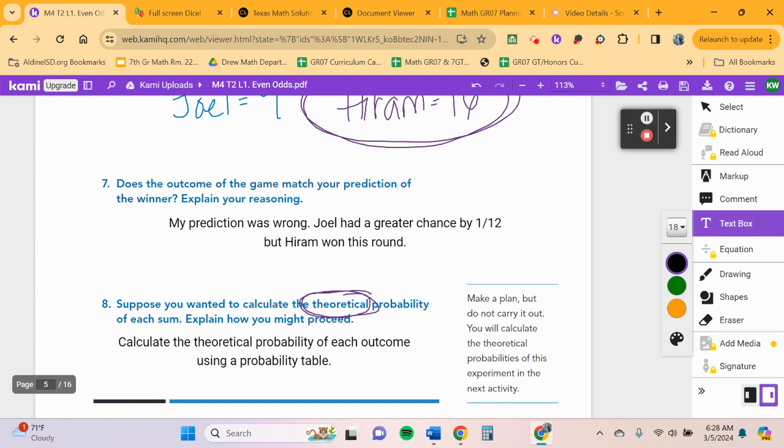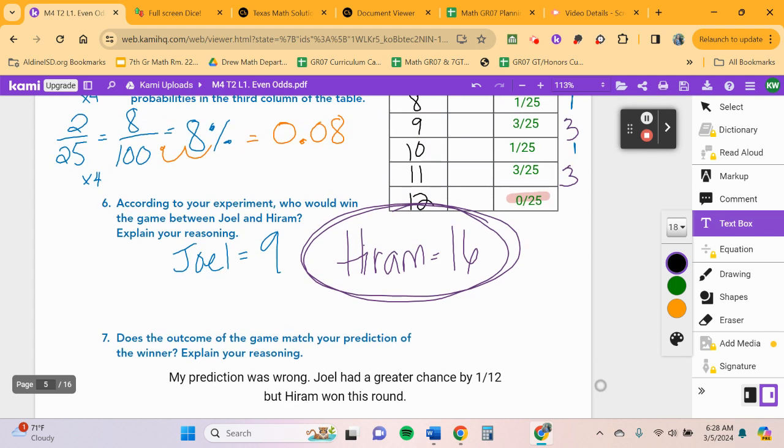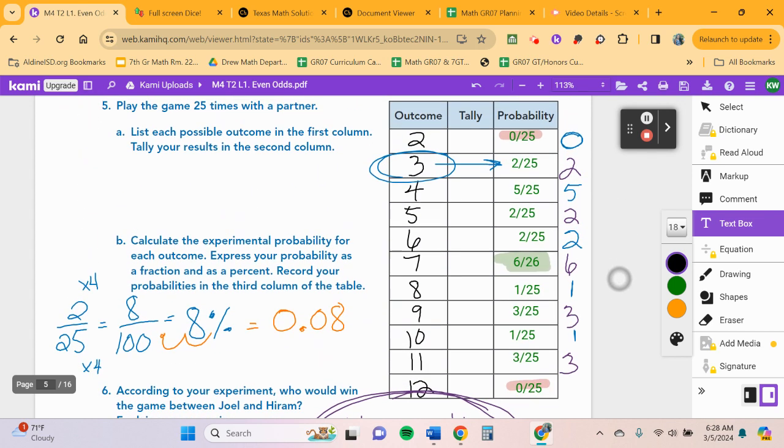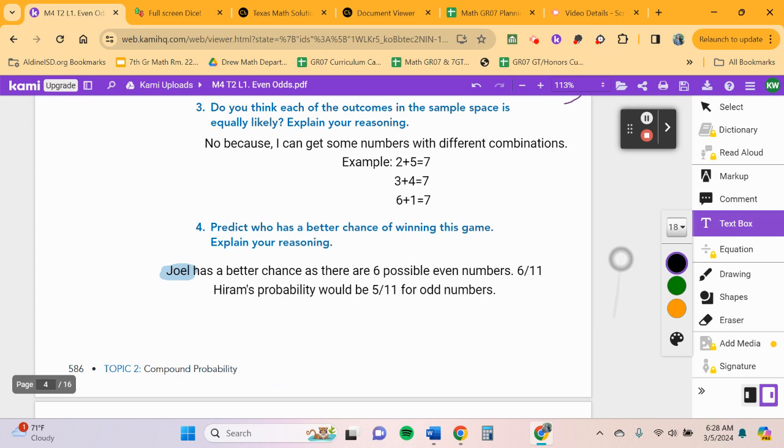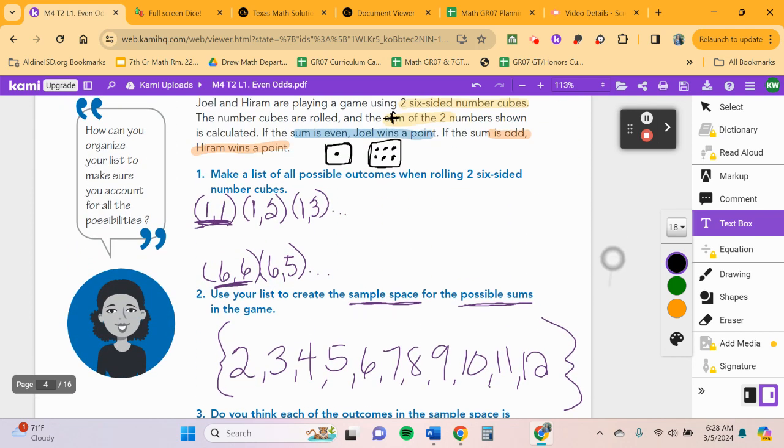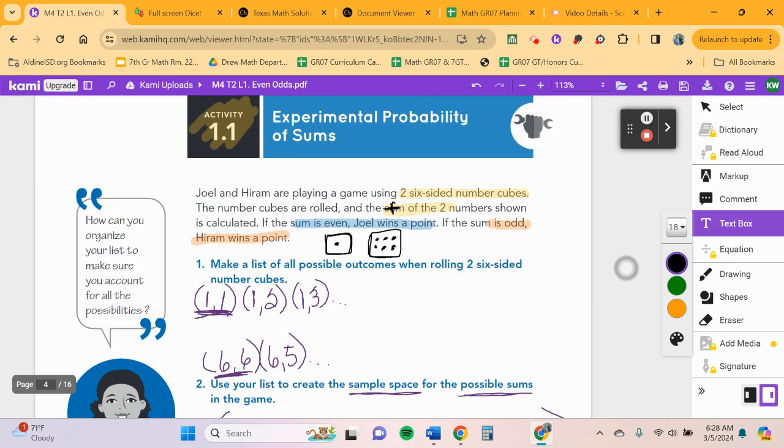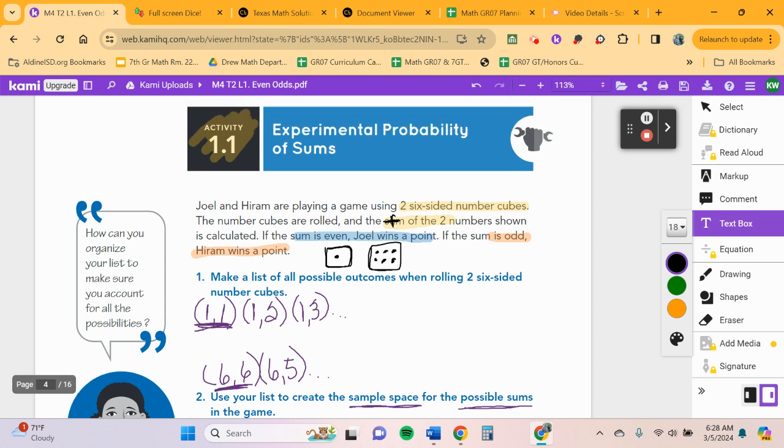All right, that concludes the work for this activity. We've now just learned how to calculate probability for if we have 2 dice that are rolled instead of just one. Alrighty, great work.